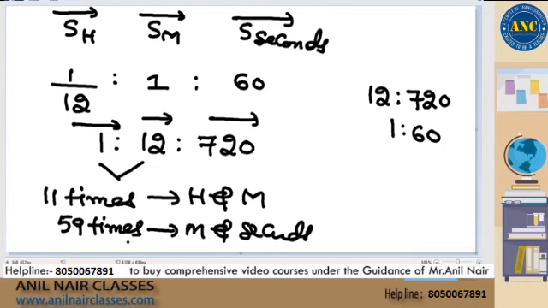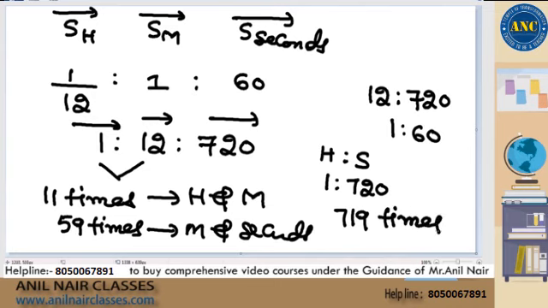Next one. If it is hour hand and seconds hand, 1 is to 720, which is 719 times. Hour hand and minutes hand, only this will be there in the textbook. These both will not be there. But if you know the concept, you can deduce even this. Hour hand and minutes hand will coincide 11 times in 12 hours. Minutes hand and seconds hand will coincide 59 times in 12 hours. Hour hand and seconds hand will coincide 719 times in 12 hours. I hope this is clear to each one of you.